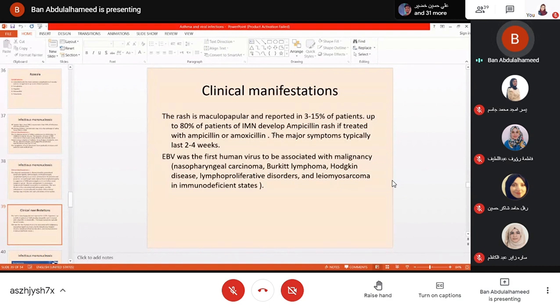Epstein-Barr virus was the first human virus to be associated with malignancy. شافوا a correlationship between the infection with infectious mononucleosis or Epstein-Barr virus and development of malignancy, which include nasopharyngeal carcinoma, Burkitt lymphoma, Hodgkin lymphoma, and lymphoproliferative disorders.